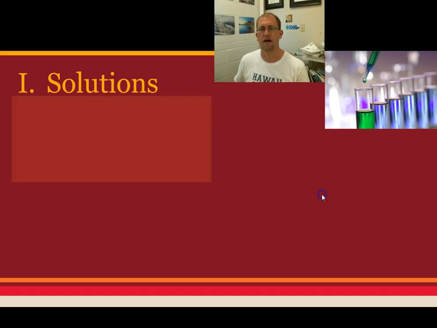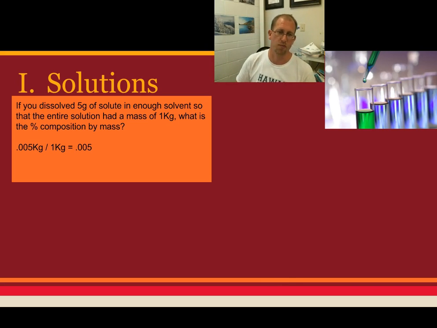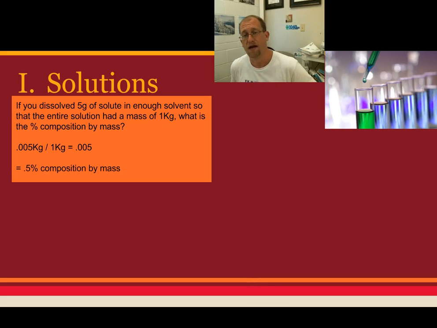Let's do a little math together. So if you dissolved 5 grams of solute in enough solvent so that the entire solution had a mass of 1 kilogram, what's the percent composition by mass? 5 grams out of 1 kilogram. What percentage is 5 grams out of 1 kilogram? We have to be in kilograms on both sides, so I've got to convert my grams to kilograms. So 0.005 kilograms divided by 1 kilogram is 0.005. Change that into percents. Now I'm at 0.5% composition by mass.